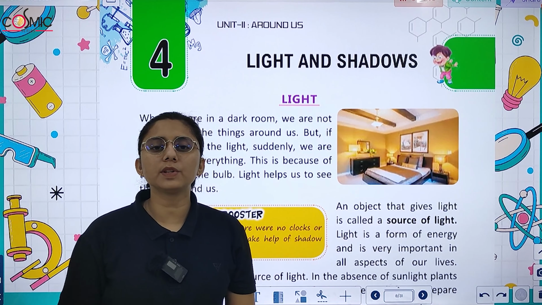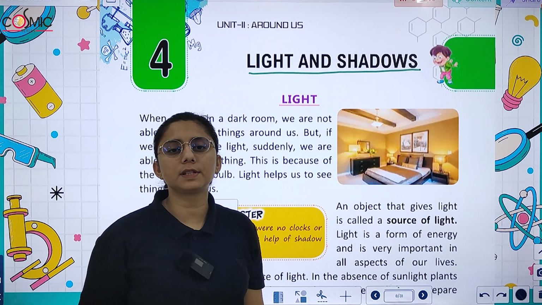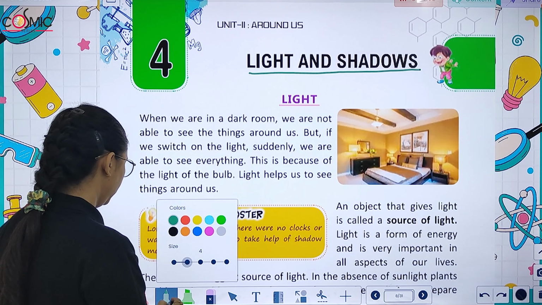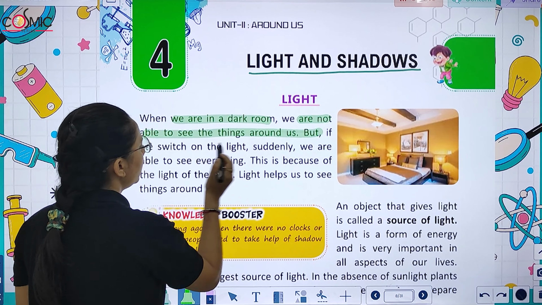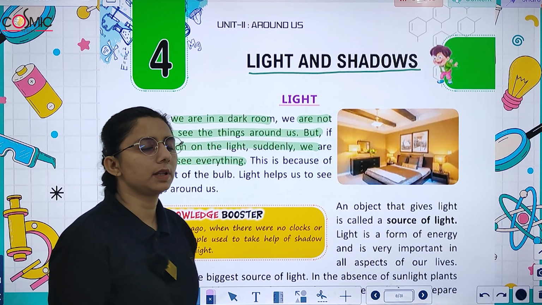Now today let's start with chapter number 4, light and shadow. In this chapter we will study about light and the shadow. Let's start with the chapter. When we are in a dark room, we are not able to see things around us. But if we switch on the light, suddenly we are able to see everything.